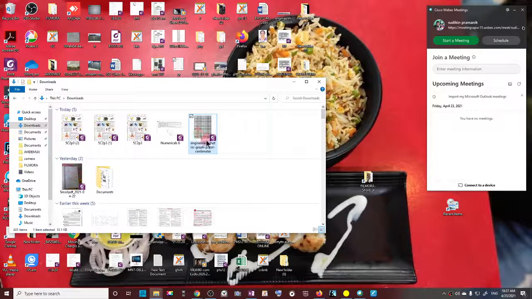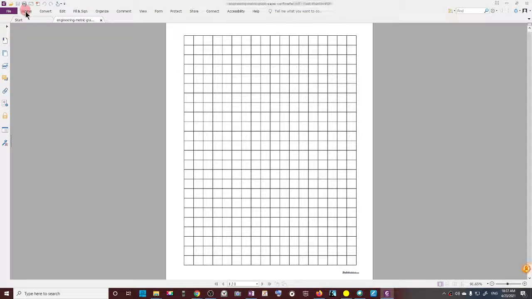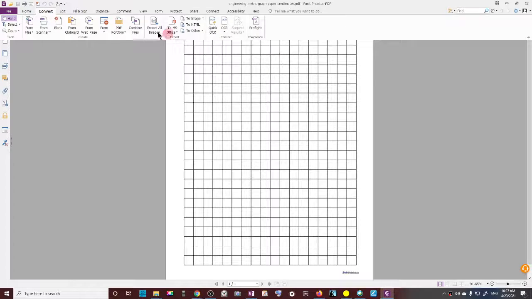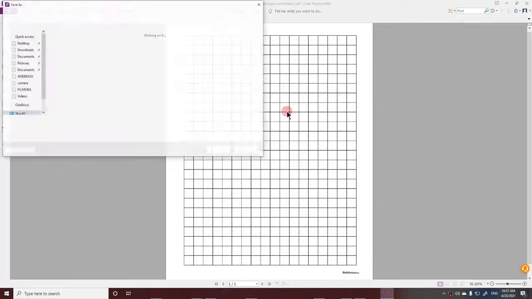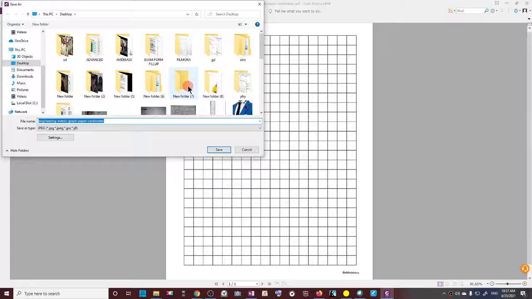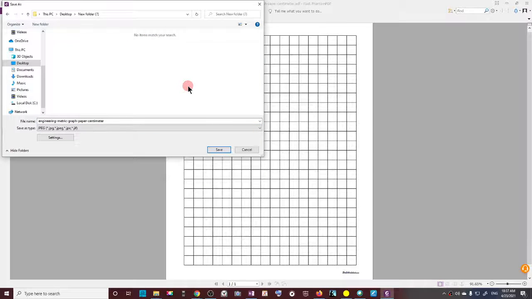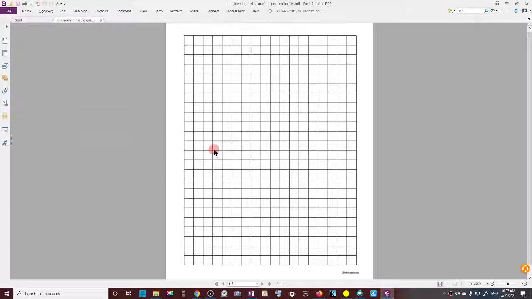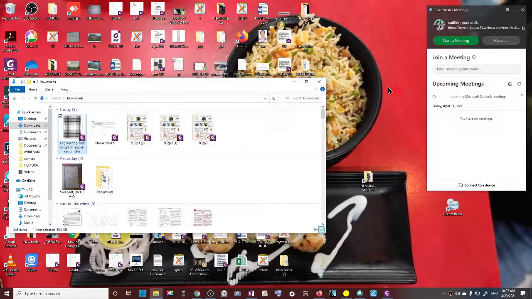Let me do it. Sir, you are doing in laptop or desktop? I'm doing in desktop, Babu. Just wait for some time. Let me see if I can do it again. Okay, in desktop, let me save it in new folder 7. Okay, where is new folder 7? This one is new folder 7.